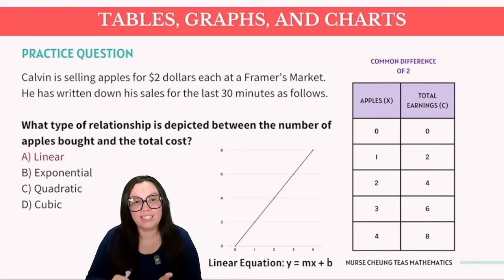The cost increases by a constant amount of $2, with each additional apple indicating a constant rate change. This consistent increment is characteristic of a linear equation where the graph is going to be a straight line.